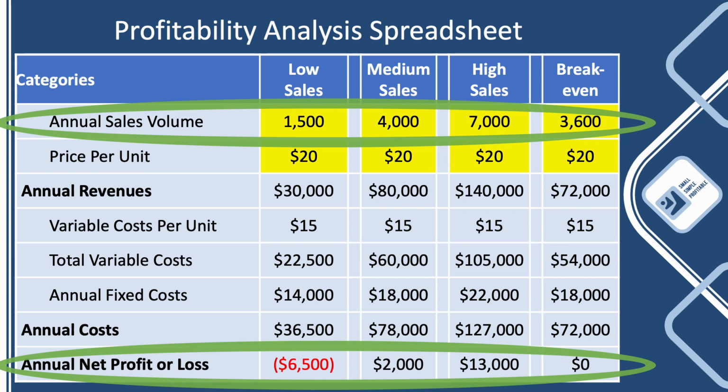If we make these three changes to annual sales, notice that annual revenues increase to 30,000, 80,000, and 140,000. Notice also that the variable costs will go up because variable costs are directly linked to sales. And notice that the annual net profit or loss row has changed so that you're only losing 6,500 in the low sales column, you're making a profit of 2,000 in the medium sales column, and you're making a profit of 13,000 in the high sales column.